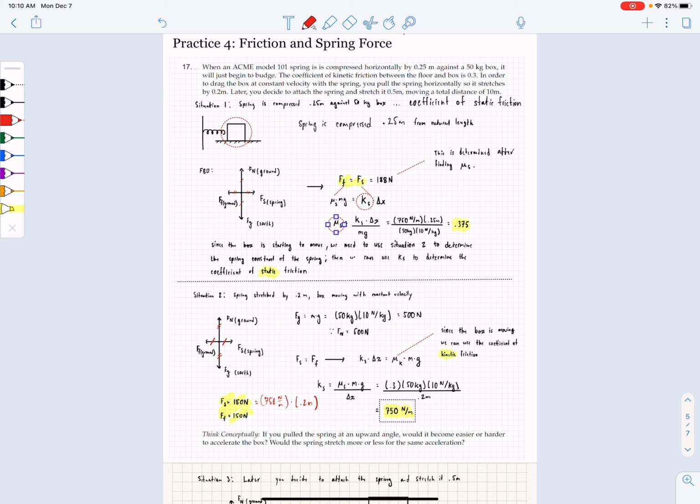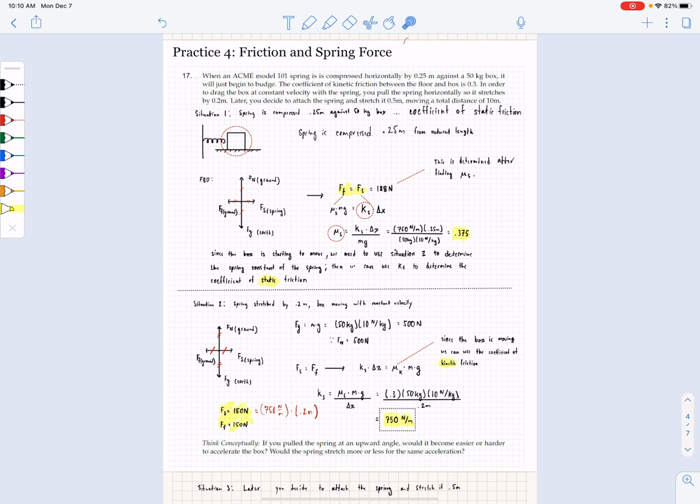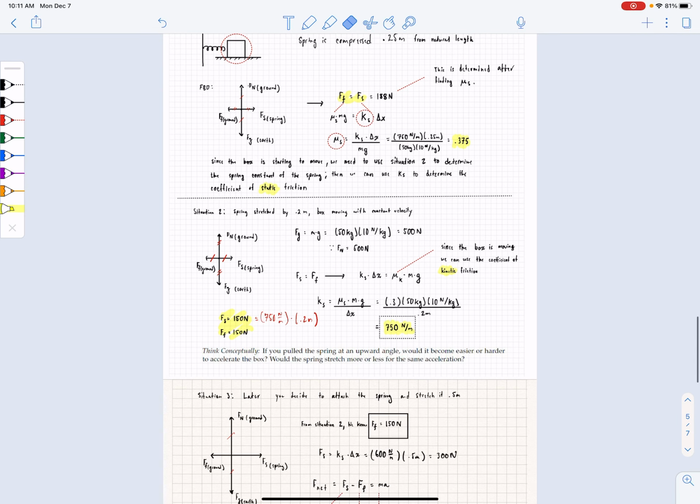Okay? And once we do that, we can solve for that straightforwardly, and we can find out that the coefficient of static friction is 0.375, which makes sense. It makes sense because the coefficient of static friction should be greater than the coefficient of kinetic friction, which is 0.3. So we could say mu sub s equals 0.375 and mu sub k equals 0.3. They should be close to one another, but of course the static friction is greater than, which makes sense. Okay?